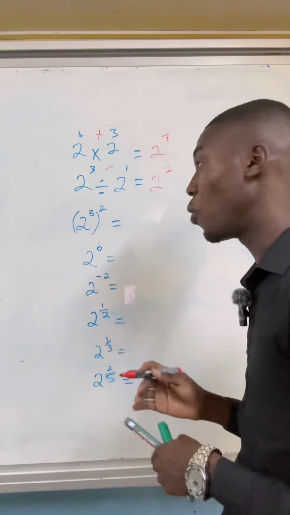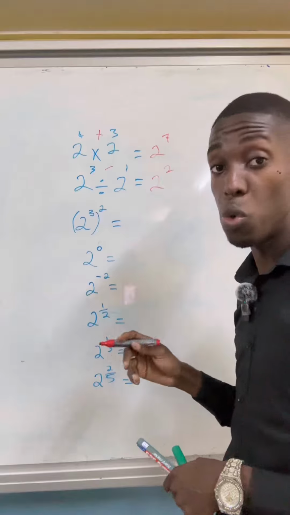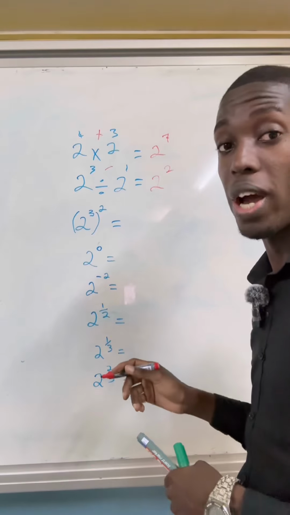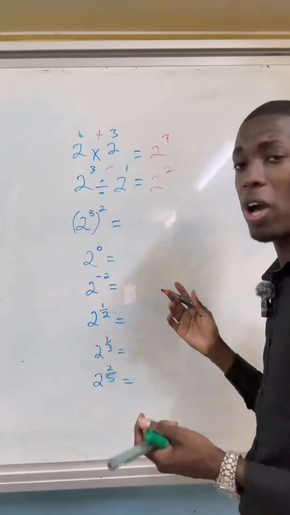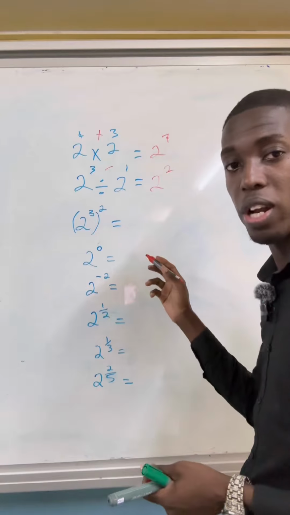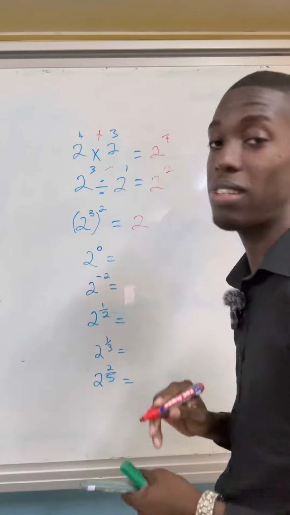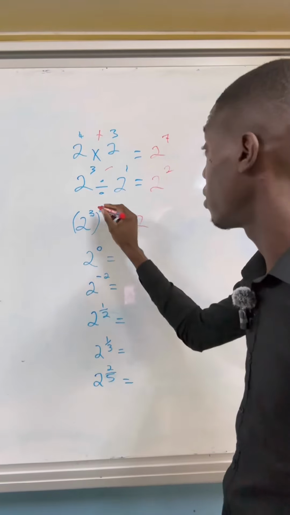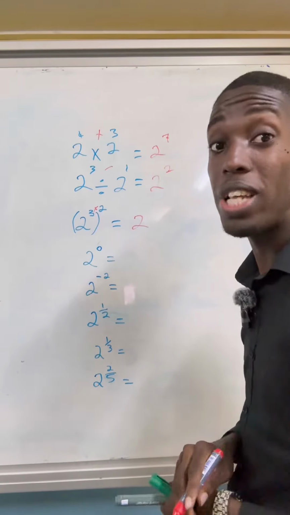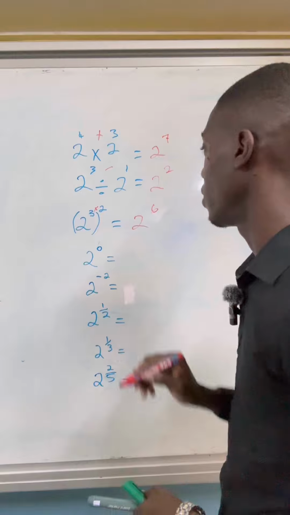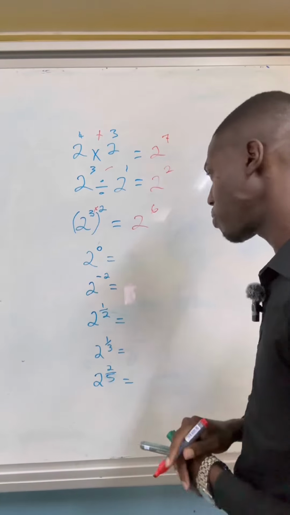In the next case, we have 2 cubed raised to 2, right? Whenever we have a case like this, when a power is raised to another power, we multiply them. So we write back the base and then we multiply the powers. 3 times 2 is 6. So it's 2 raised to 6, right?